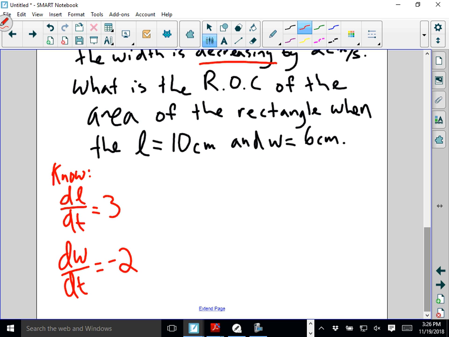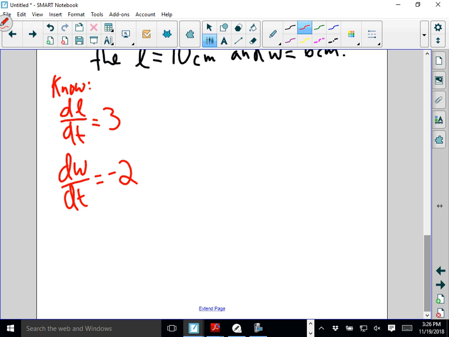The other 2 things that can go into our know column are that L equals 10 and W is 6. Those go into our know column.